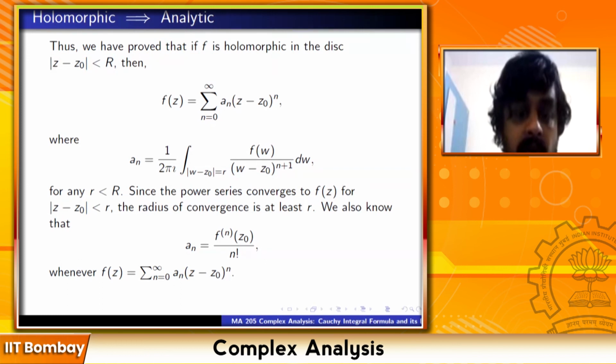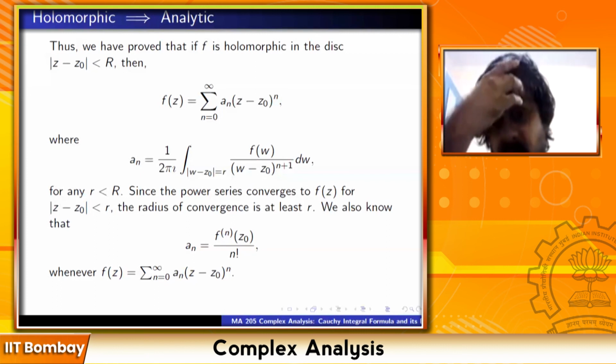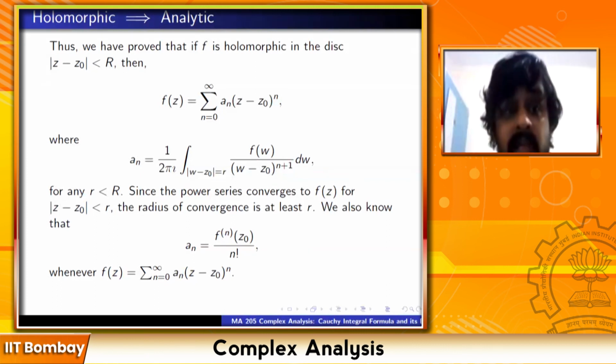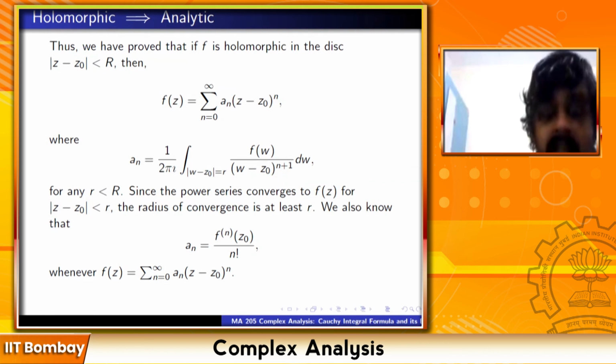Since the power series converges to f for mod z minus z naught less than r, the radius of convergence is at least little r. And we know how to compute this a_n. It can be computed using the function: a_n is simply the nth derivative at z naught. When you take the nth derivative at z naught, all the terms except for the nth term cancel. So the nth derivative at z naught upon n factorial is your a_n.